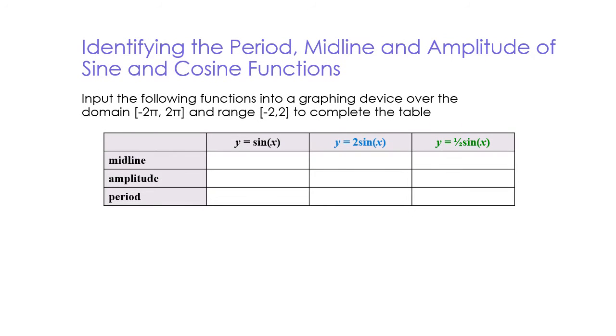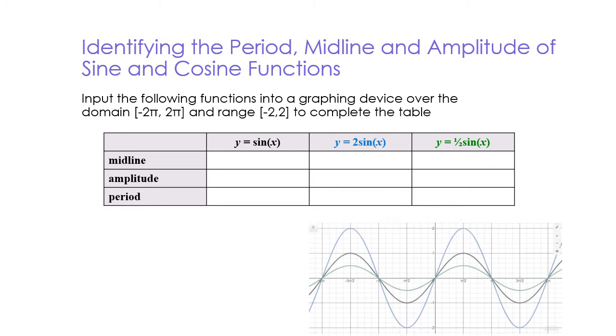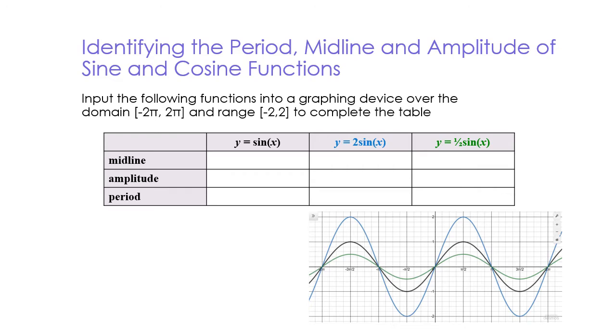So, identifying the period, midline, and amplitude of sine and cosine functions. We know that normally the period is going to be 2 pi. We've talked about that before. What I'm going to show you is if we were inputting the following functions into a graphing device over the domain -2 pi to 2 pi and the range -2 to 2, to complete this table.